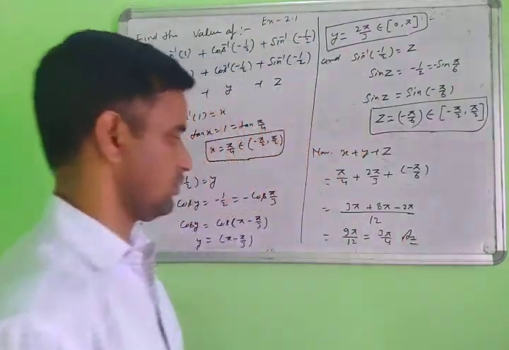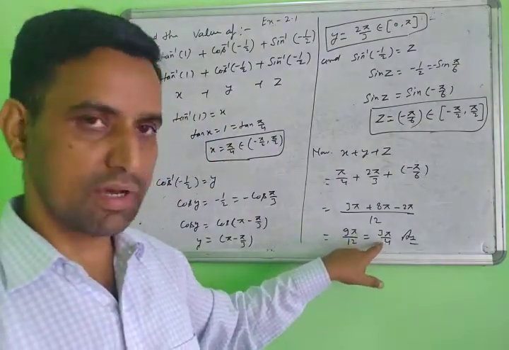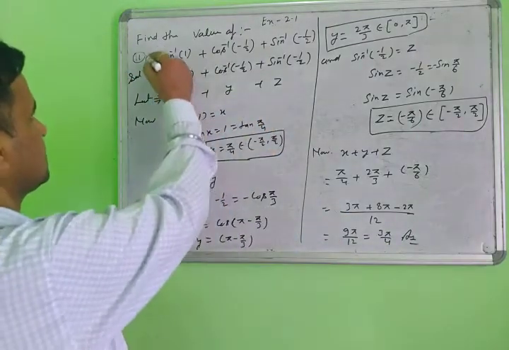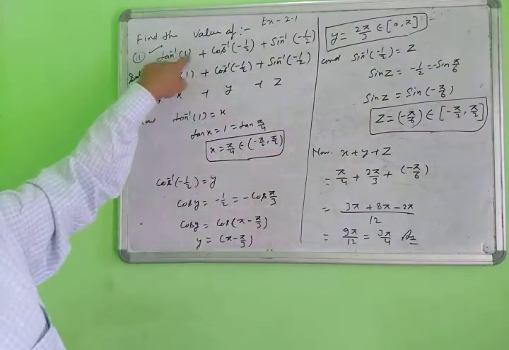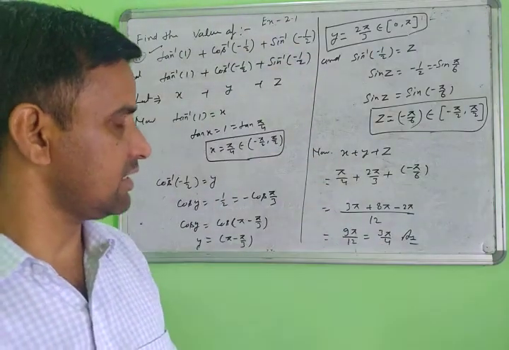So 3 pi by 4. The simplification of this: 9 by 12, 3 times 3 is 9, 3 times 4 is 12. So what result comes here? 3 pi by 4. So the result of this question is 3 pi by 4. Just note it down, and then the next question.